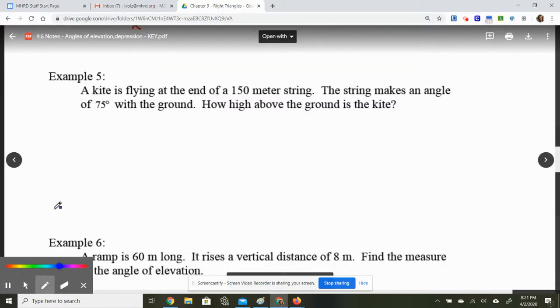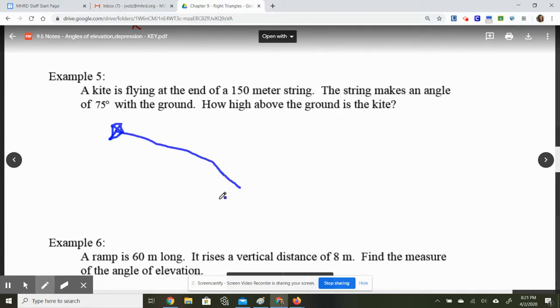All right, on this next one, I'm going to try to draw on the screen because I did not have the answer written up already, and I'm going to do this one on the fly. So you'll be drawing along with me. We have a kite. I'm going to draw a kite. It is flying at the end of a 150-meter string.